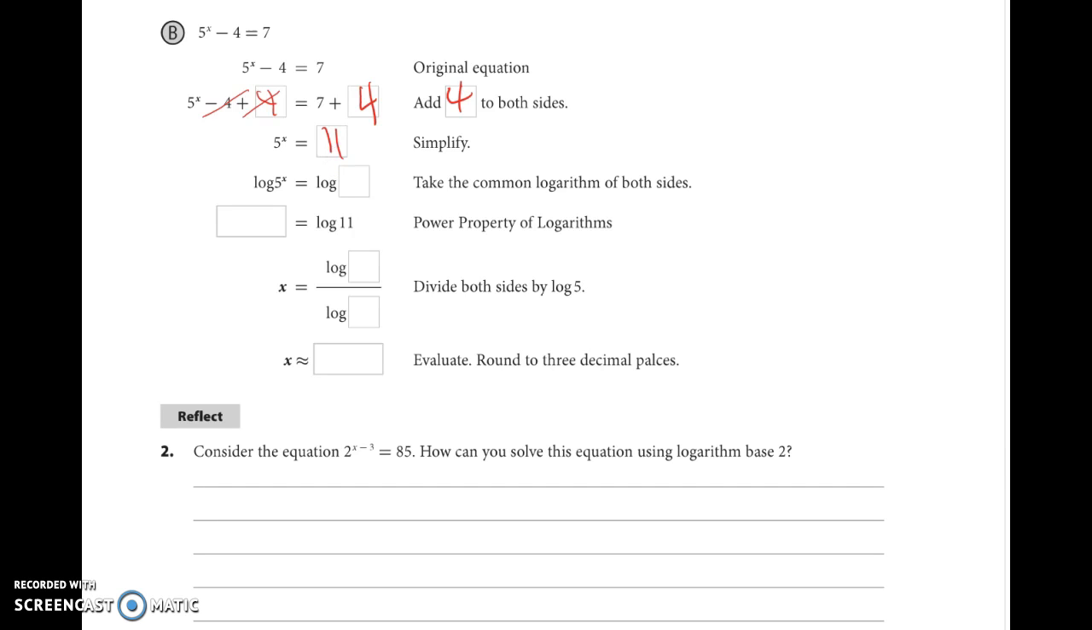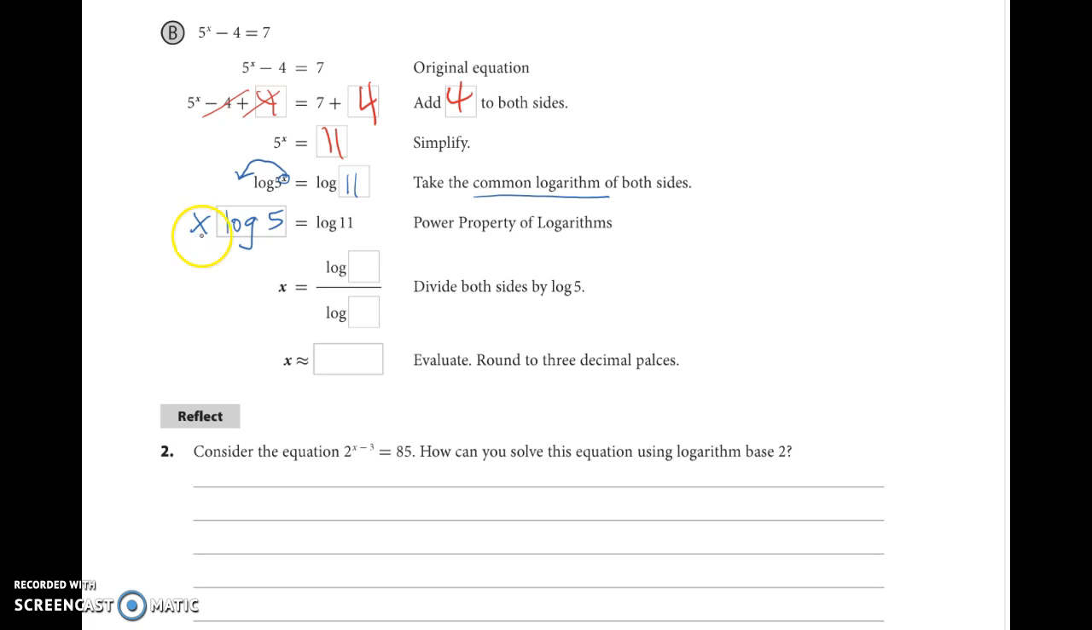So what we have is log of 5 to the power of x equals log 11. They took the log of both sides, so take the common log of both sides. And now we can use our exponent property, right? This is an exponent, and so where can we move that exponent? We can move it to the front. So here I have x log 5.